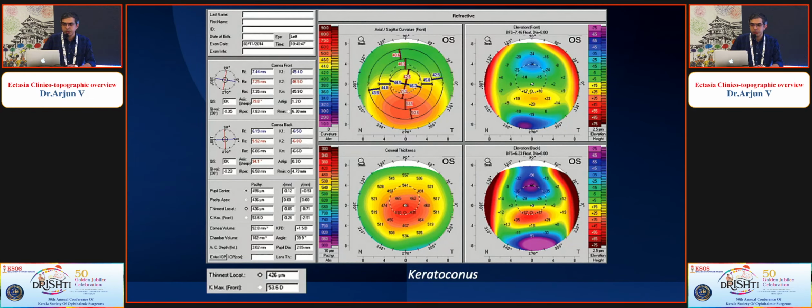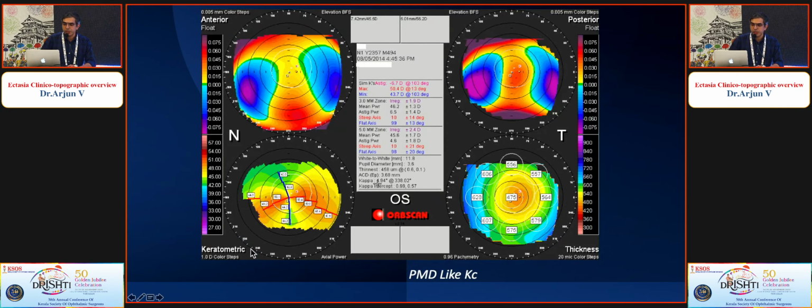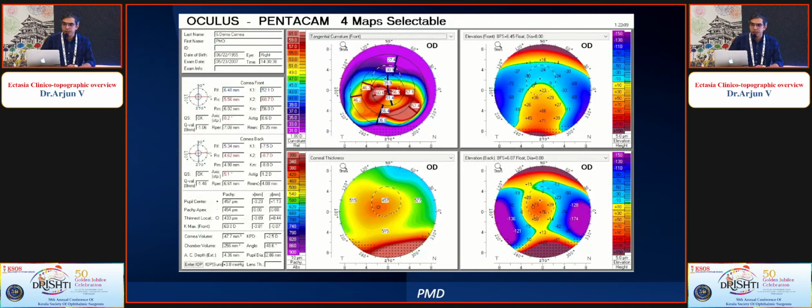Just an overview, this is a typical keratoconus map with a steepening within the keratometry map, elevation in corresponding areas, and the thinning. And in this map, if you cursorily see, it will look like a crab claw or a butterfly effect, but if you look, there is no inferior elevation. The steepened area or thinned area is in the center. This is a PMD-like picture in KC. And this is the typical against-the-rule astigmatism with the inferior thinning and elevation in case of a PMD.